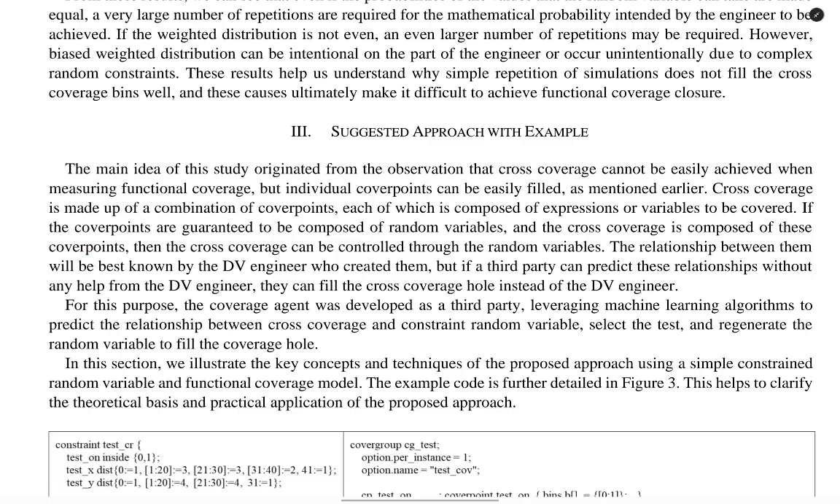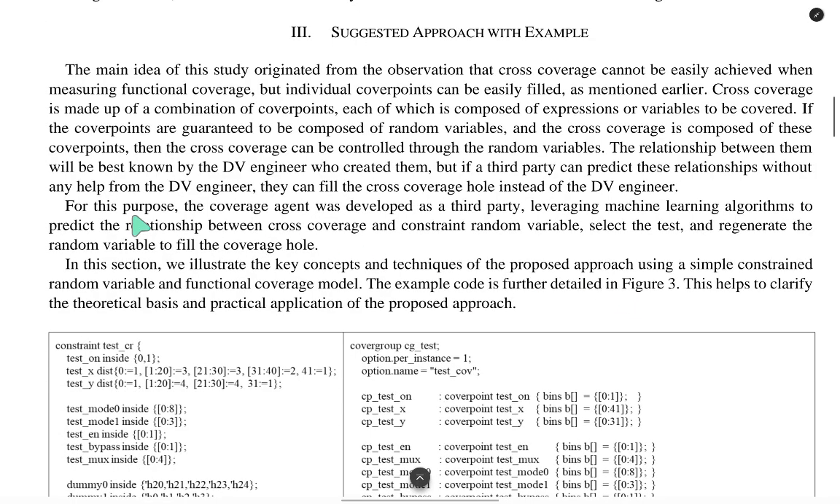through random variables. The relationship between them will be best known by the DV engineers who created them. But if a third party can predict these relationships without any help from the DV engineer, they can fill the cross-coverage hole instead of a DV engineer. So for this purpose, the coverage agent was developed as a third party, leveraging a machine learning algorithm to predict the relationship between the cross-coverage and constraint random variables, select the test, and generate the random variables to fill the coverage hole.